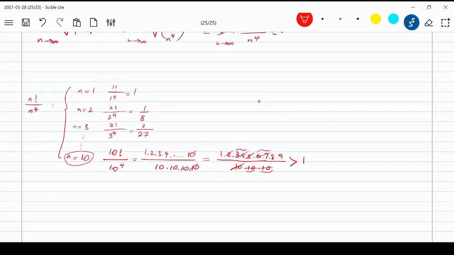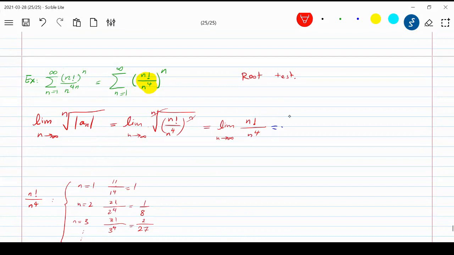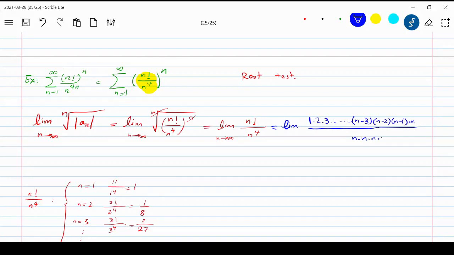Just because I can say this simplifies to basically calculating the limit of 1 times 2 times 3 times ... n minus 3, n minus 2, n minus 1, all divided by n to the power 4. And what is n to the power 4? n to the power 4 is n times n times n times n.